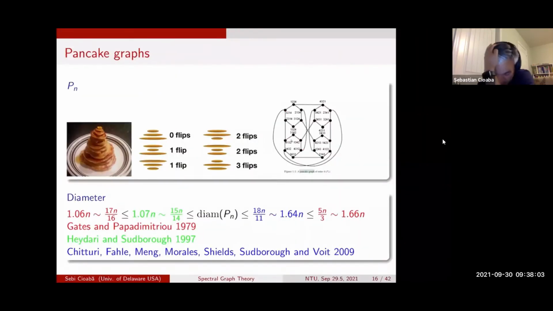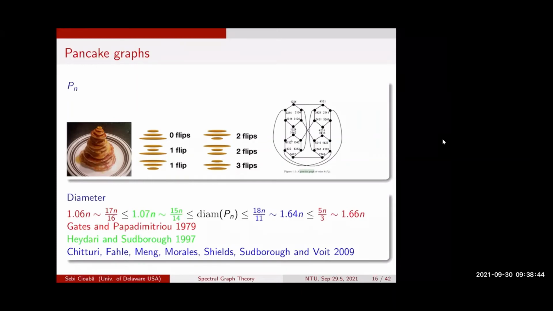So since it's breakfast, let's talk a little bit about some pancake graphs. I'll change the topic. This is a question that was studied by Bill Gates when he was an undergraduate, which is you have a stack of pancakes. You wake up in the morning and perhaps they're not in the right order. And what's the minimum number of flips to get them to the right order? And he proved these bounds that are here in red, lower bound and upper bound. And later on, people improved them to this green and to this blue. But this is an open question. What is the diameter of this pancake graph?